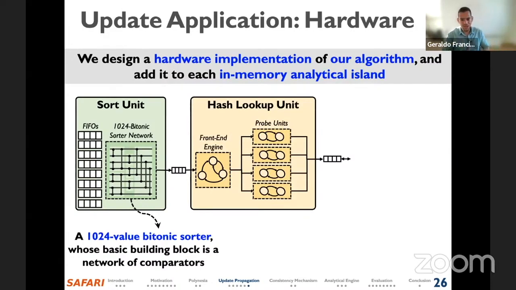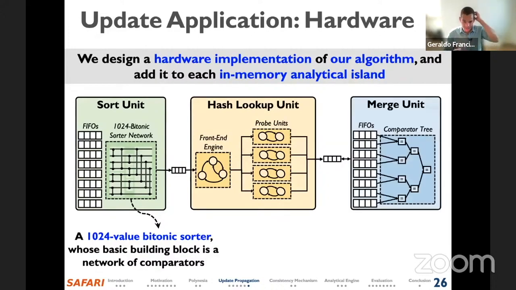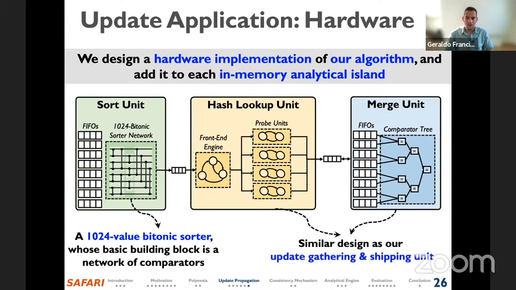Second, we use a hash lookup unit to parallelize the column compression operations. This hash unit has a similar design as the hash lookup unit in our update gather and shipping unit. And finally, we have a merge unit to merge the old update values in the old dictionary to the new update values in the new dictionary. Our merge unit also has a similar design as the one in our update gather and shipping unit.